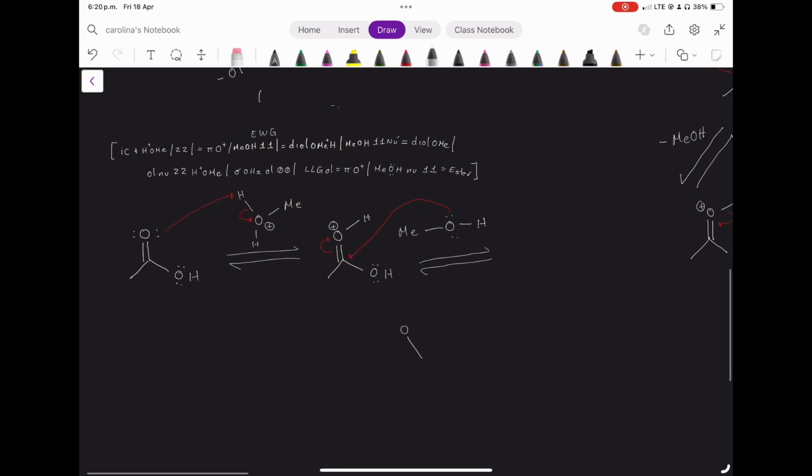Next, I have the diol as I put it in the code. Just remember, the code is going to serve as a cheat note on a test. That's why I have it there.